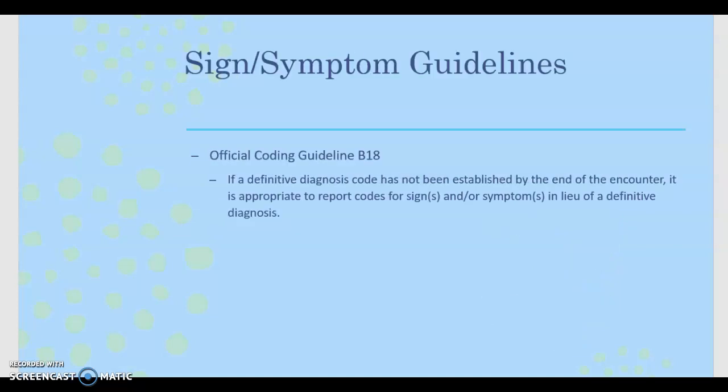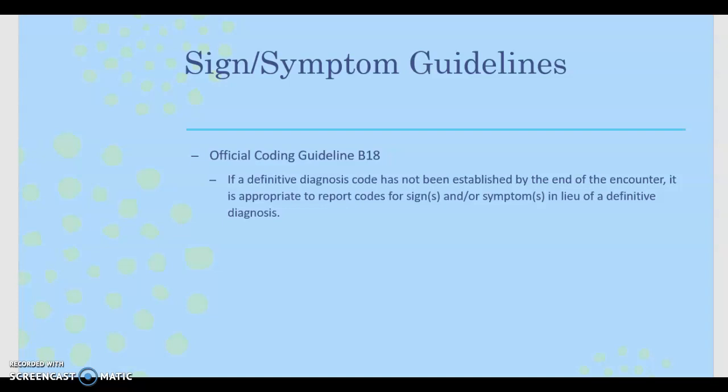One main guideline that I love to point out, because lots of new coders get this confused, is a general coding guideline, and it's B18. If you look on page 6 of the Optum book, this is where the B18 guideline is. If you don't have that book, that's okay. Just find Coding Guidelines section B, number 18, titled Use of Signs, Symptoms, Unspecified Codes.